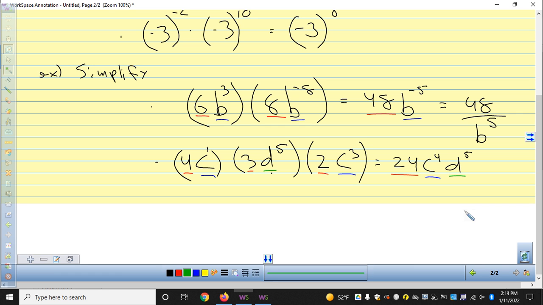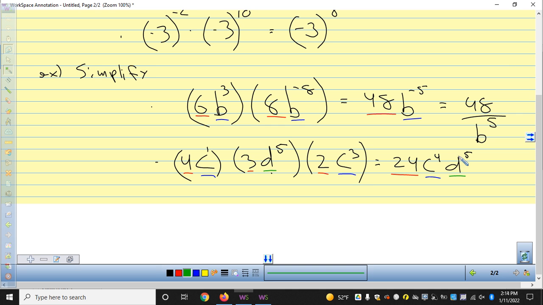Can you not combine the 4 and the 5 exponents together? Can you not add those? No, because these are different bases. This is a c for the base, and this is a d for the base. Very good question. Make sure that the bases, whatever's down here, have to be the same.